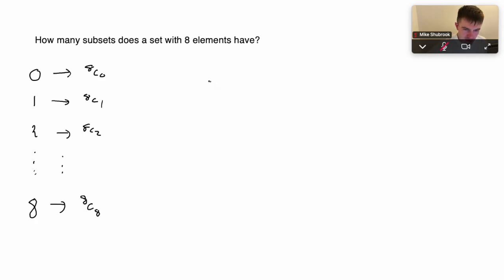So now what we need to do is add all of these up. So 8 choose 0, plus 8 choose 1, plus and so on, all the way up to 8 choose 8. And another way we can write this is the sum from k equals 0 to 8 of 8 choose k.